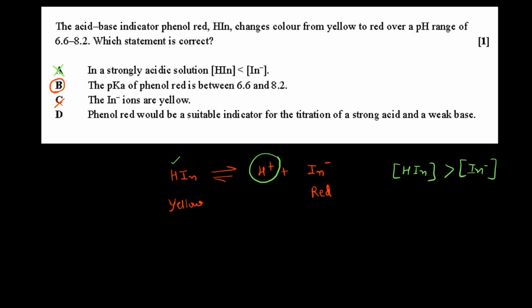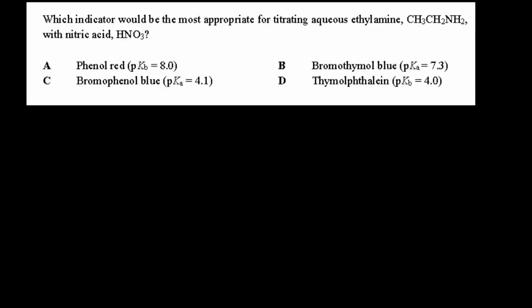The equivalence point for strong acid and weak base is lying towards less than 7, right? At less than 7. So this cannot be used because the pK of this is between 6.6 to 8.2. So the correct option is option B.